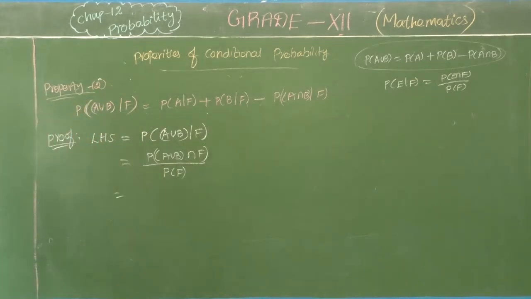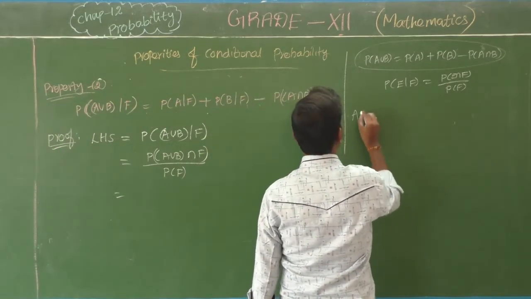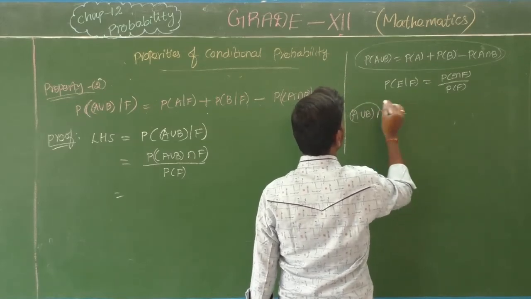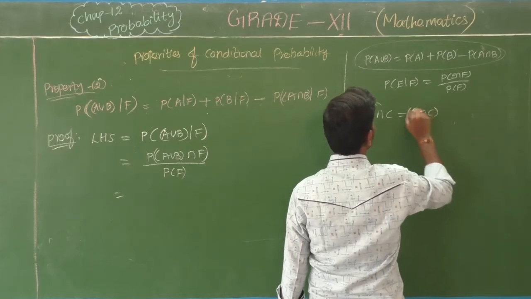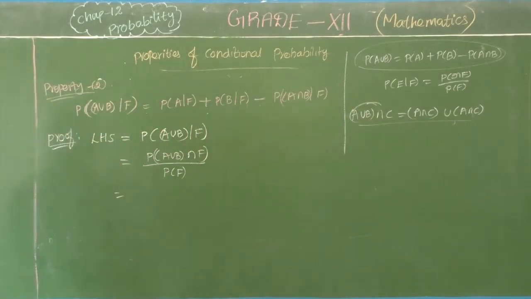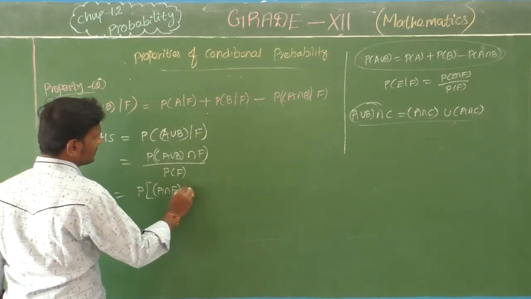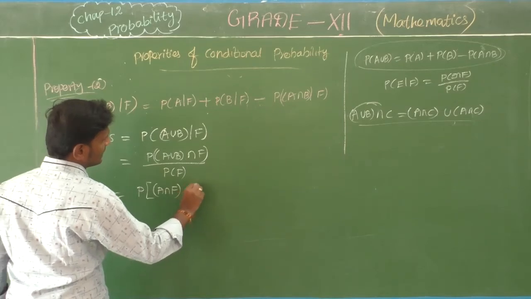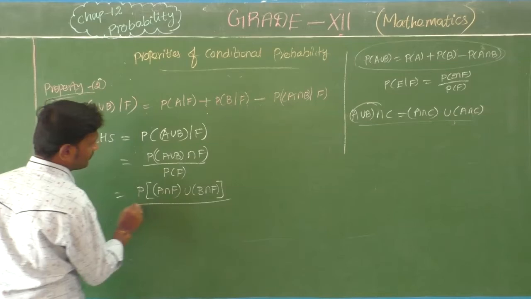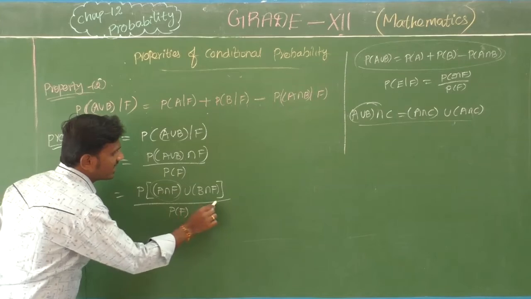Now P of A union B intersection F. Use the distributive formula: A union B intersection C is equal to A intersection C union B intersection C. You prepared this formula in the 11th syllabus, so I'm going to use it here. So P of A intersection F union B intersection F, the whole divided by P of F. Here this part we consider as A and this part as B.